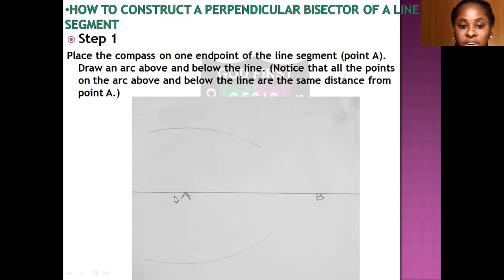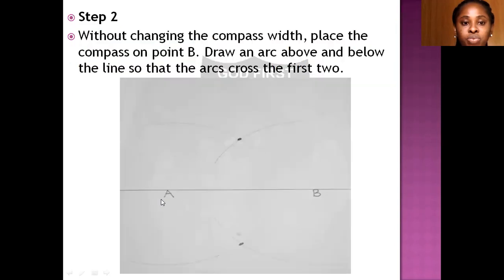Place the compass on A, open to a convenient radius of your choice. Draw an arc above and draw an arc below. You have a given line segment AB; place the compass on A, open the compass to a convenient radius of your choice, draw an arc above, draw an arc below.